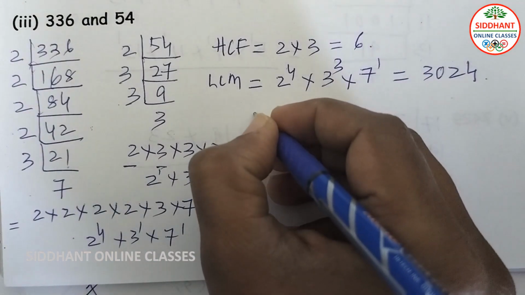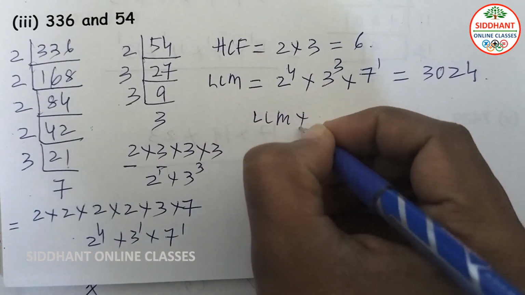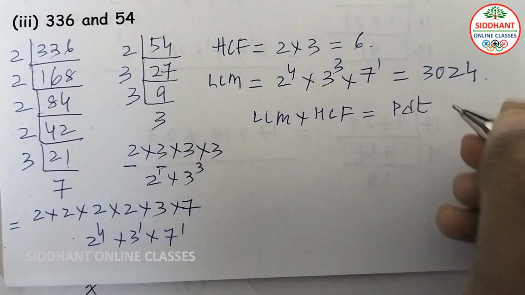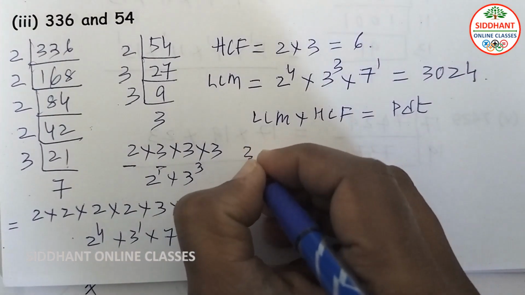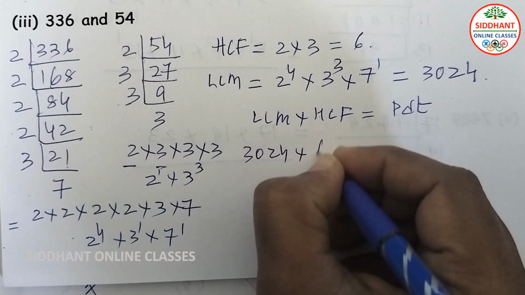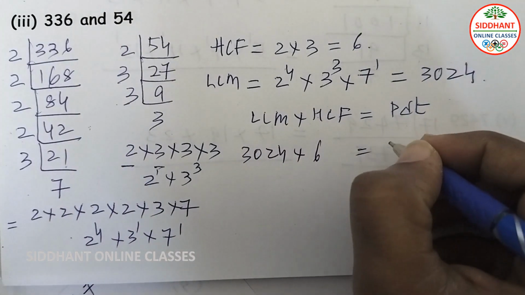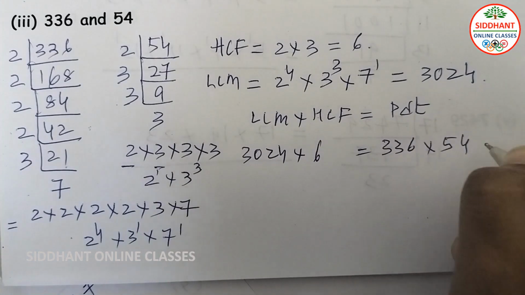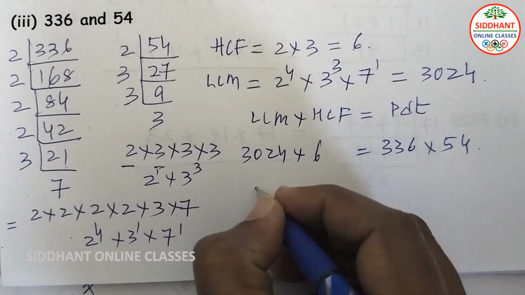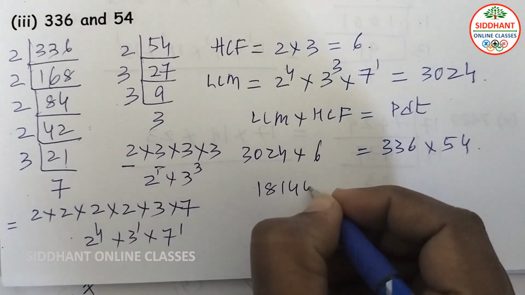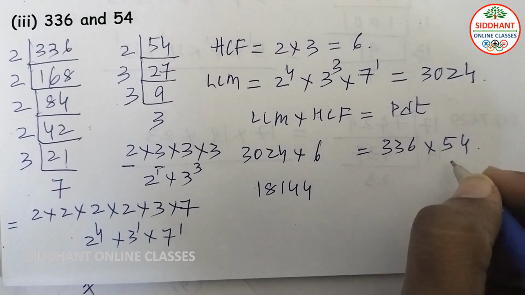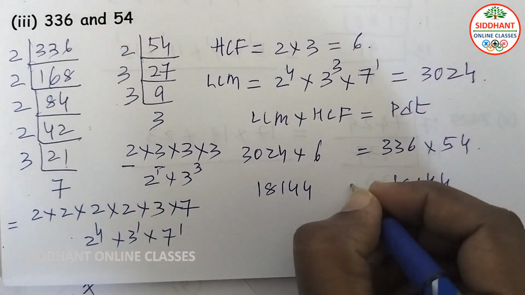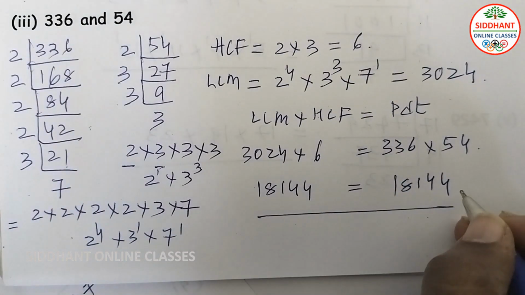Now we see the verification part: LCM into HCF should be the product of the two numbers. So LCM is 3024 into 6, and the product of the two numbers is 336 into 54. When you multiply these, we get 18144, and 336 into 54 also gives 18144. So these two numbers are equal.